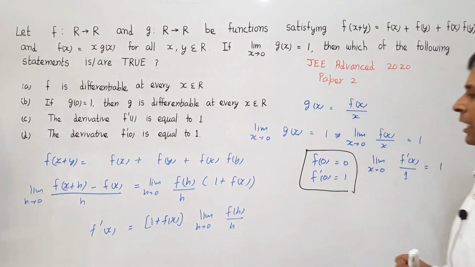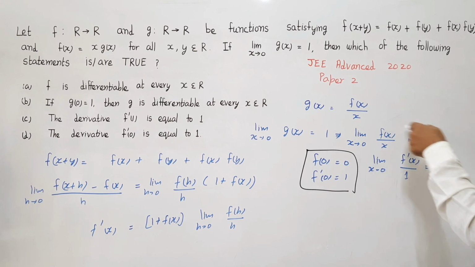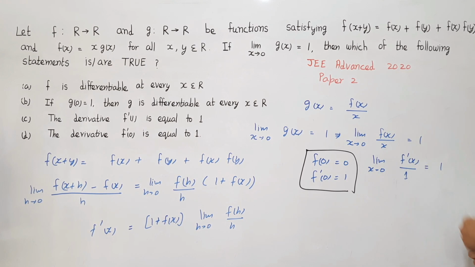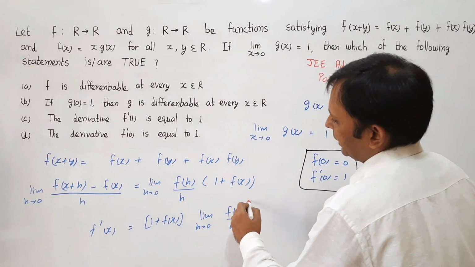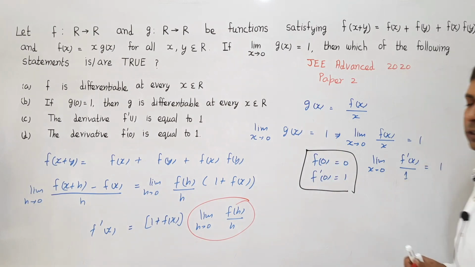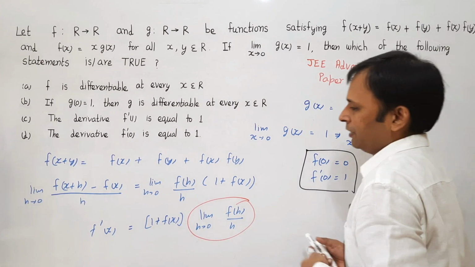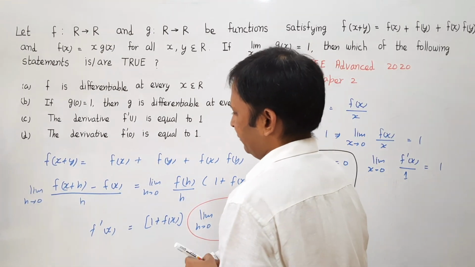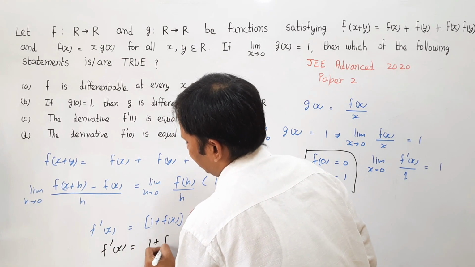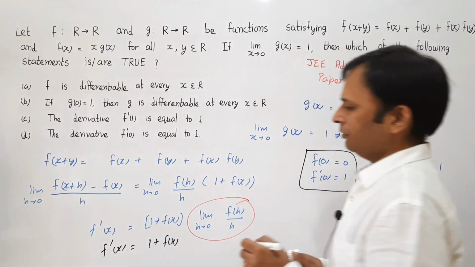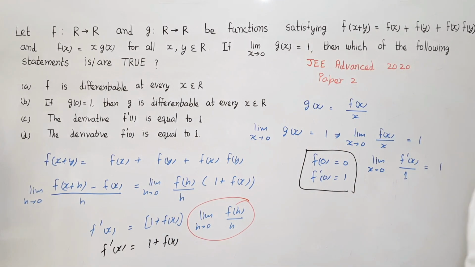Now you can see we have already written limit x tending to 0, f(x) upon x is equal to 1. So what does this give us? From here this entire value becomes equal to 1. So if this value becomes equal to 1, what is my f dash x? From here my f dash x becomes 1 plus f of x. Now this is nothing but a differential equation.